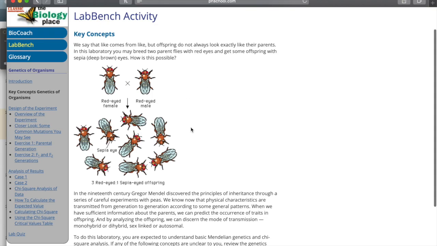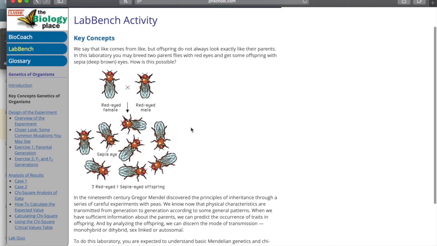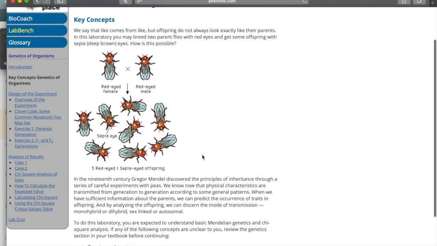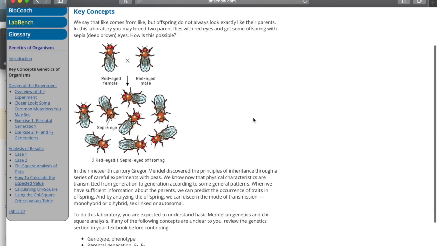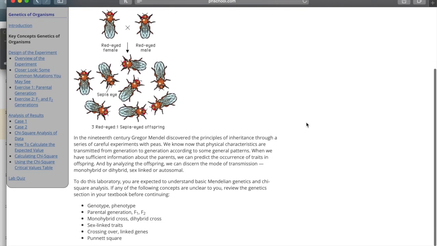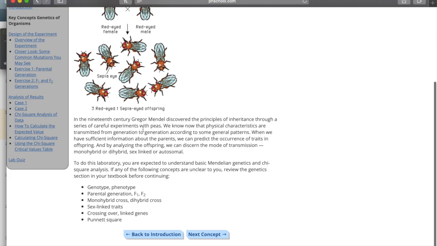We already looked a little bit into this stuff in the lesson, so some of this might be redundant, but just for the sake of understanding the lab itself, I'm still going to read through it for you. In the 19th century, Gregor Mendel discovered the principles of inheritance through a series of careful experiments with peas. We know now that physical characteristics are transmitted from generation to generation according to some general patterns. When we have sufficient information about the parents, we can predict the occurrence of traits in offspring. By analyzing the offspring, we can discern the mode of transmission, monohybrid or dihybrid, sex-linked or autosomal.